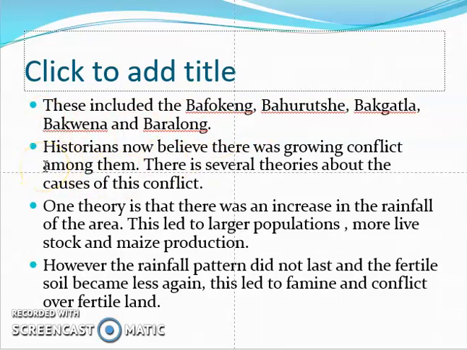Historians now believe that there was growing conflict among them. There are several theories about the causes of this conflict. As always, we're not sure, because there were no written records kept, or very few. It's only a couple of people, especially from Germany, who were doing work for the church, that had some written comments, but very few of them. So now, one theory was that there was an increase in the rainfall of the area.